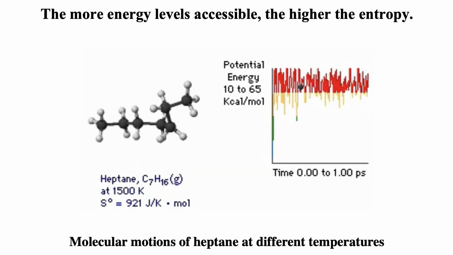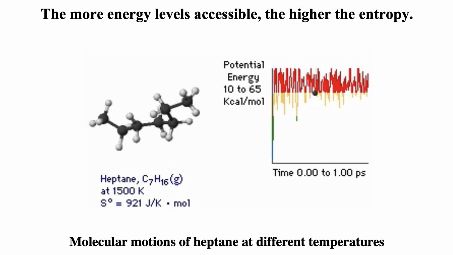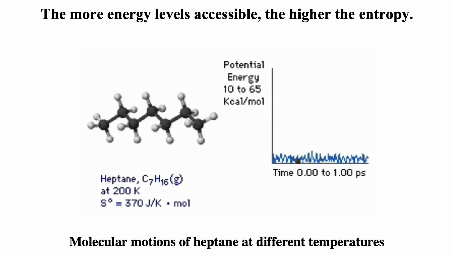Heptane at 1500 Kelvin has significantly greater molecular motion than it does at 200 Kelvin. The substance has greater entropy at 1500 Kelvin than at 200 Kelvin.